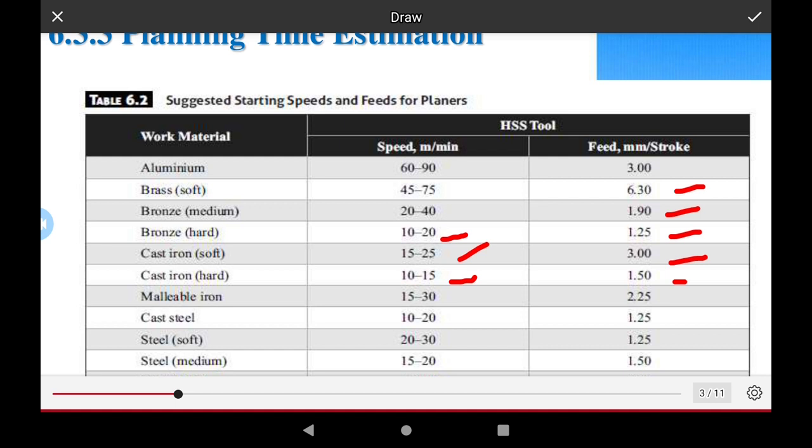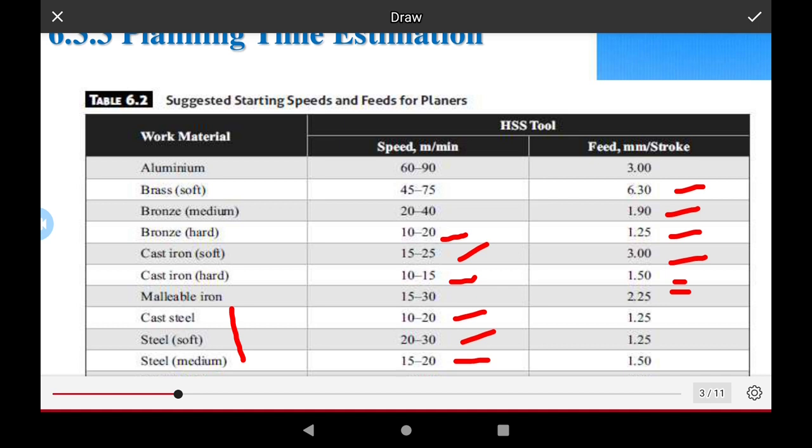Malleable cast iron, and the cutting tool feed is 15 to 30. The feed rate is 2.25 mm per stroke. For cast steels and steels, the values depend on the tool speed, 10 to 20 and 20 to 30. And medium steel is 15 to 20. All the speeds are different.